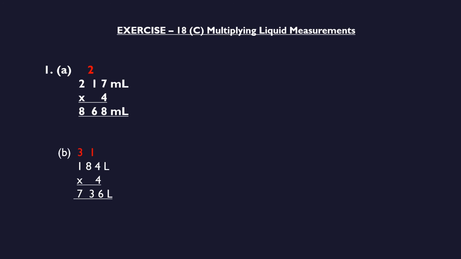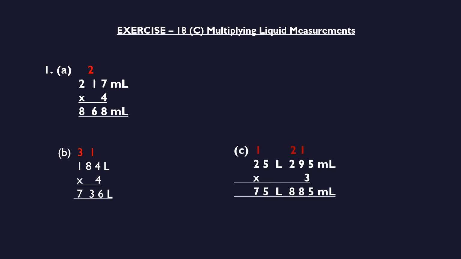Then B part, 184 liters multiplied by 4. Now 4 fours are 16. Now 6 you write in the answer part and 1 as carry. 4 eights are 32 and 32 plus 1 carry, that is 33. Write 3 in the answer part and 3 as carry on the hundreds part. Now 4 ones are 4. 4 plus 3 is 7. So the total answer is 736 liters.